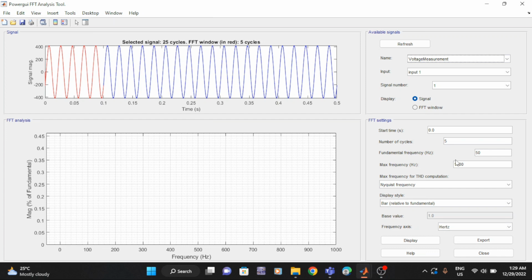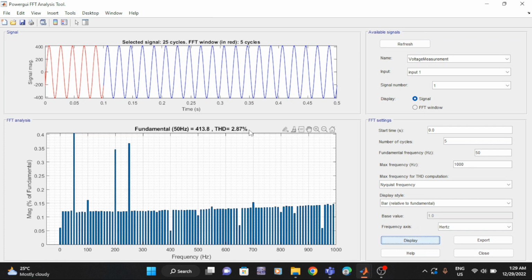And then for the voltage measurement, we are using 5 number of cycles and 50 Hz fundamental frequency, and we display that the fundamental is 413.8 and the total harmonic distortion is 2.87%. So from this we can conclude that the total harmonic distortion for voltage and current is less than 7%, which satisfies the requirement in the PBL assignment.